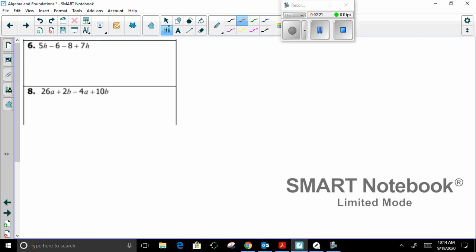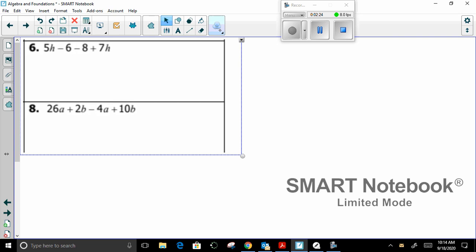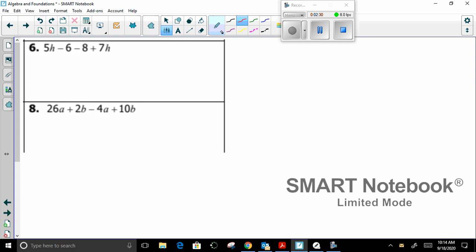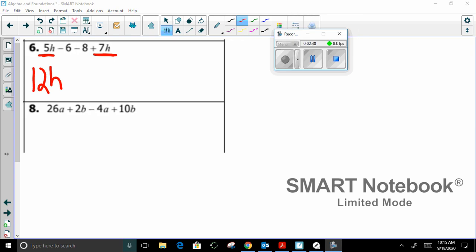All right, number 6. H's go with H's. So I have a 5H and I have a +7H. Leave the H, do what the numbers ahead of them say. 5 plus 7 is 12. Now constant numbers go with each other. So -6 minus 8, and the signs ahead of them stay with it. So -6 minus 8 is -14.